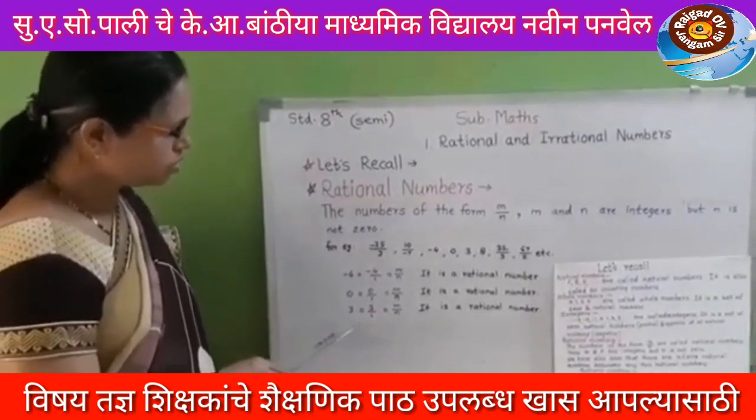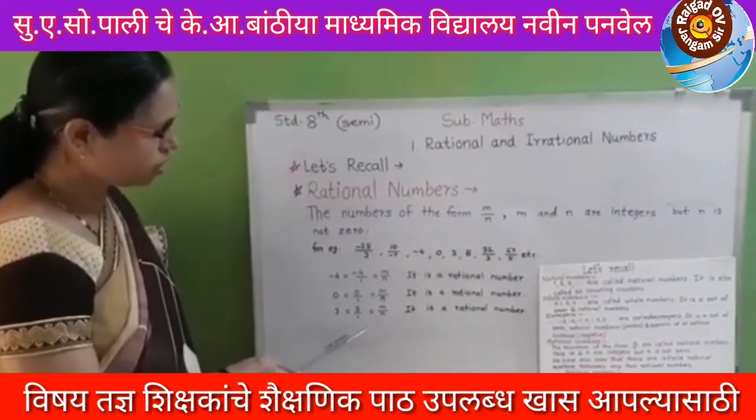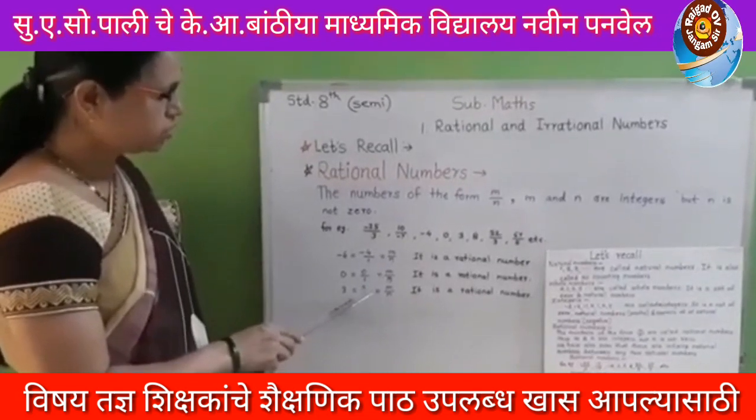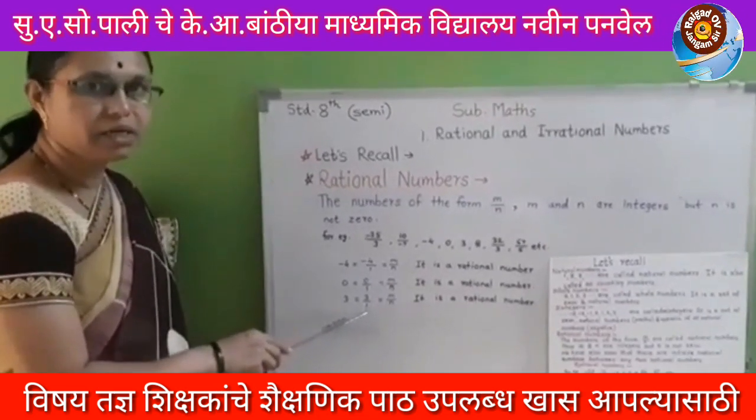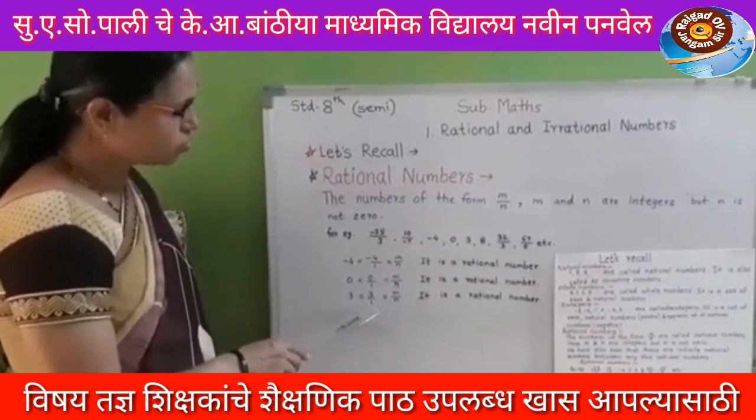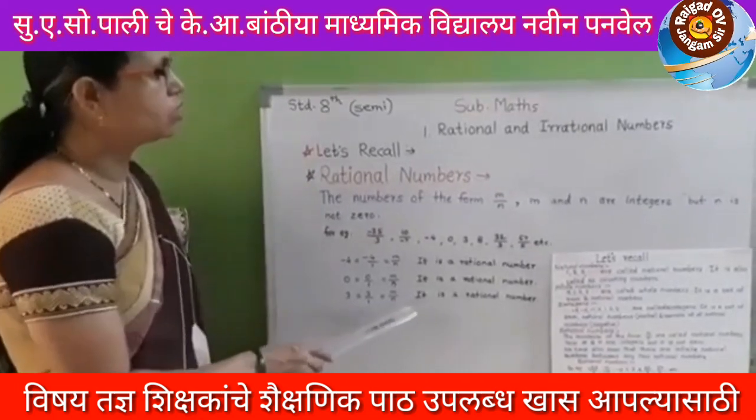Next example, 3. 3 can be written as 3 by 1, which is in the form of m by n. 3 and 1 are integers and n is not equal to 0. Therefore, 3 is a rational number.